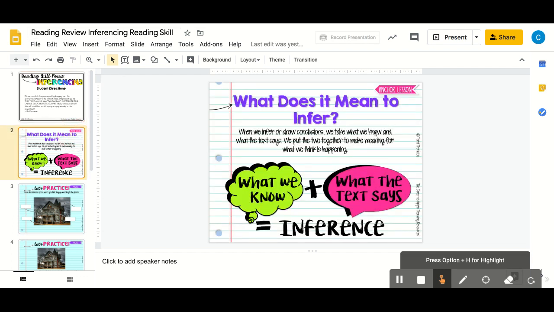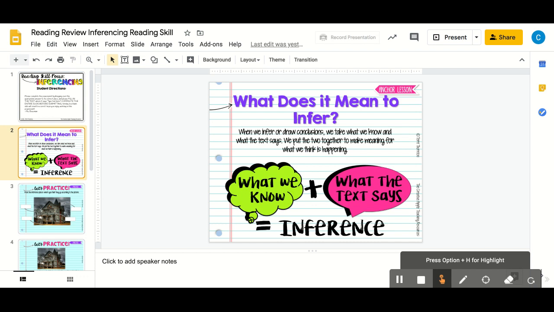What does it mean to infer? Take a second and think about what you know about inferring or inferencing. When we infer or we draw conclusions, we take what we know and what the text says. We put the two together to make meaning for what we think is happening. So we take what we know and then we add it to what the text actually says, and that is our inference. We're going to take a look at an example and then we'll get working on it together.